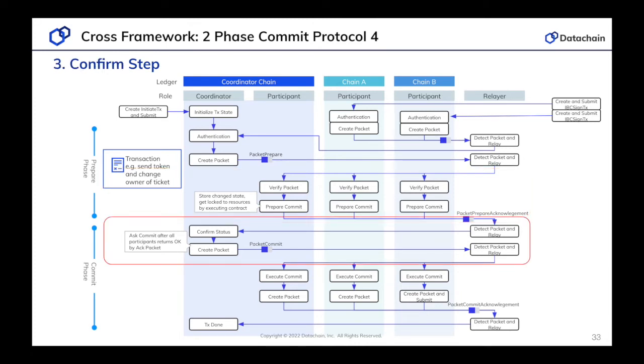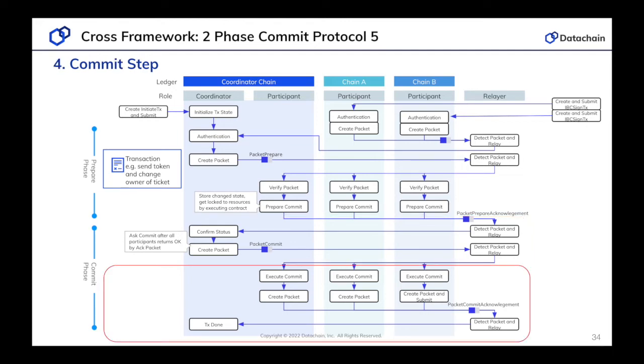Next, confirm step. The coordinator chain receives the packet sent by each of the participant chains. Then, coordinator keeps waiting until all of the participants' packets are received. If all of the received packets have status OK, the coordinator sets commit to packet status and sends a commit request to each of the participant chains. But if received status is failed, coordinator sets abort to the packet status and requests abort to each of participant chains. Then participant chains create packet.